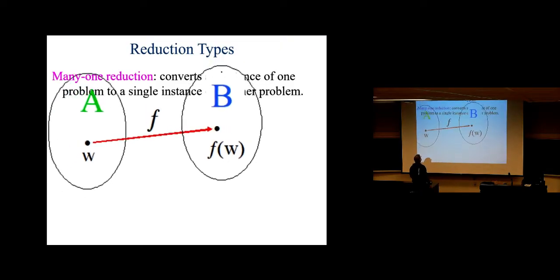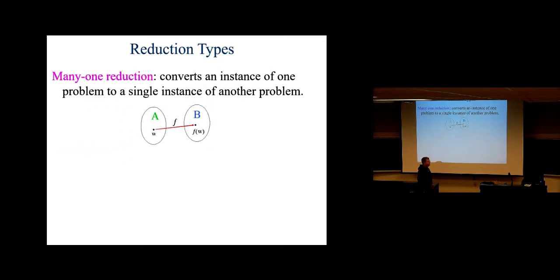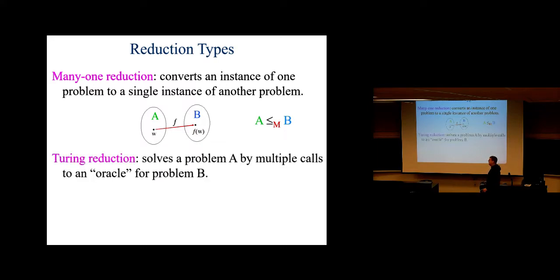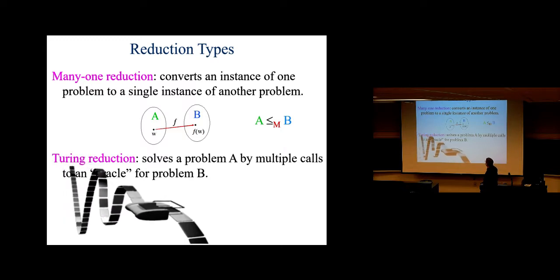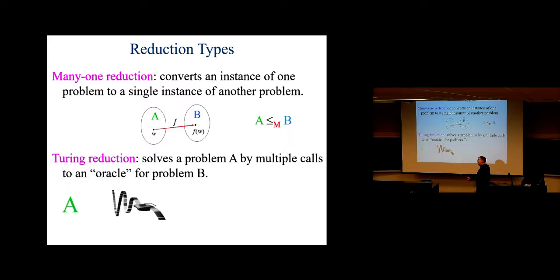I think we stopped here last time. So this is a quick summary of what we did last time to refresh your memory. There are different reduction types, two main ones. One is a many-to-one reduction, which converts an instance of problem A to an instance of problem B in one fell swoop, like we did with sorting and convex hull. That was a so-called many-to-one reduction.